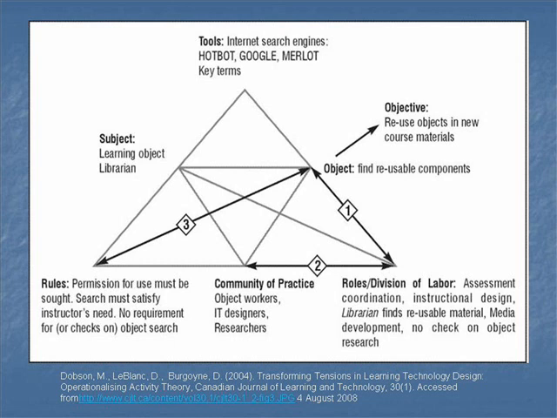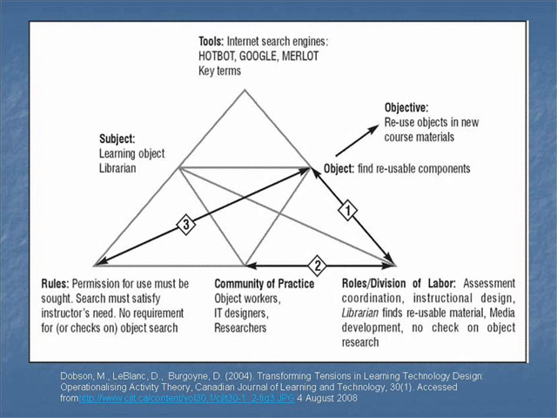In this case, the subject is the learning object librarian. This is a particular individual, and the tools that they're using to try and find reusable components are these search engines. Now, the rules are that permission for use must be sought. Search must satisfy instructor's needs, no requirement for or checks on object search. In other words, there's an authorisation process. The community of practice involved in this are the object workers, the IT designers and the researchers.